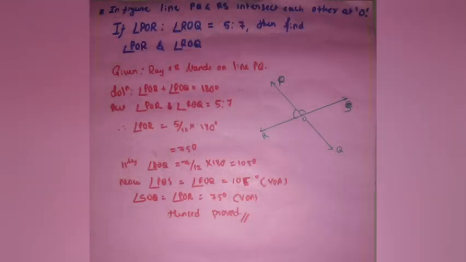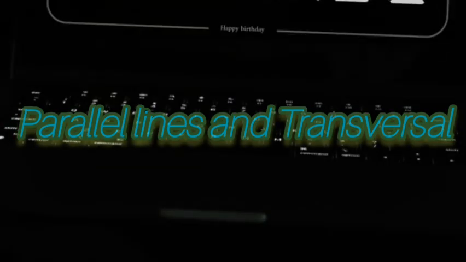Example 1. In the figure, lines PQ and RS intersect each other at O. If the ratio of angle POR to angle ROQ is 5:7, then find angle POR and angle ROQ. So you can see below, angle SOQ is equal to angle POR is equal to 75 degrees, that is vertically opposite angles. Hence we proved it.